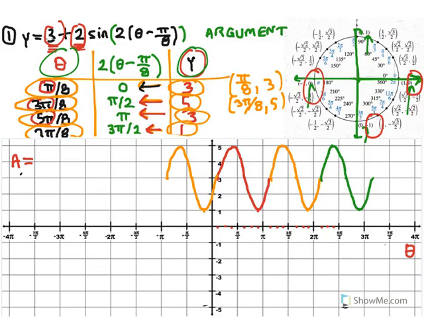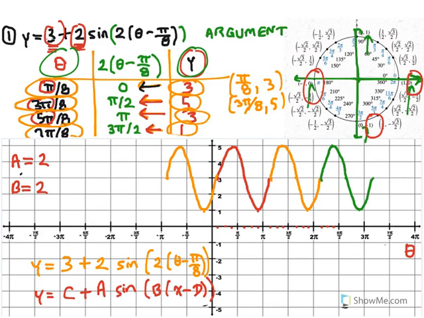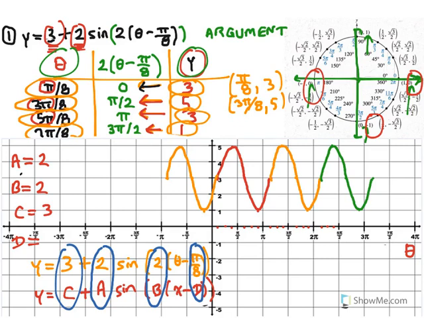So for our function, the parameter a is equal to 2. The parameter b is also equal to 2. And I was able to tell that the parameter A was equal to 2 just by looking. A is equal to 2. The parameter B is equal to 2. The parameter C is equal to 3. And the parameter D is equal to pi over 8.